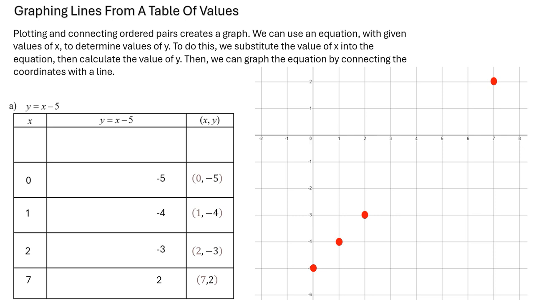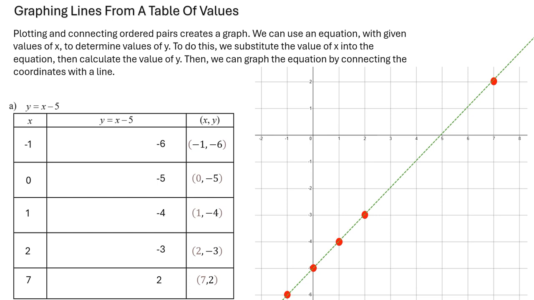Let's choose negative 1 for a value of x. Substitute that into the equation. It gives us y equals negative 1 minus 5, resulting in a value of negative 6 for y, giving us an ordered pair of (-1, -6), which we can plot onto our graph. We can draw a line through all those points, and it gives us a nice straight line.